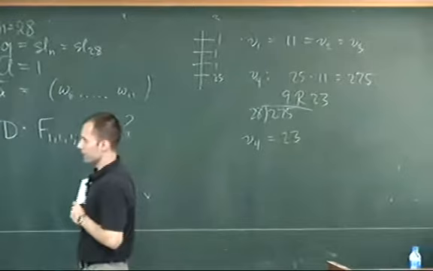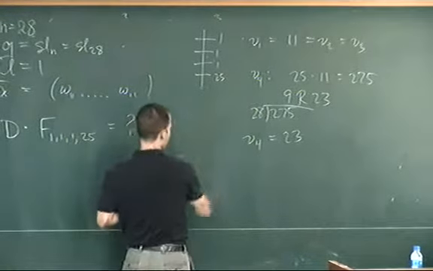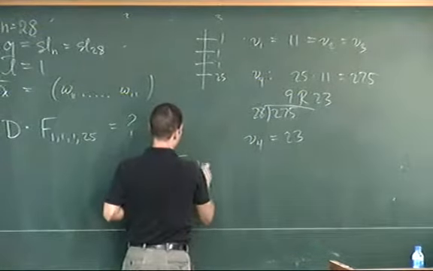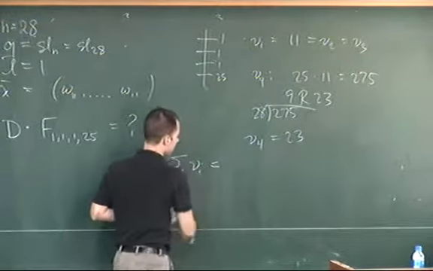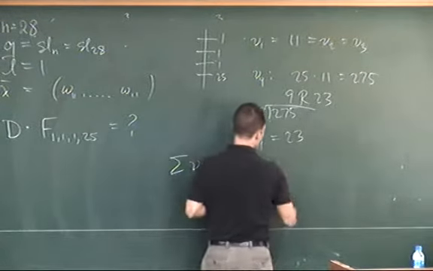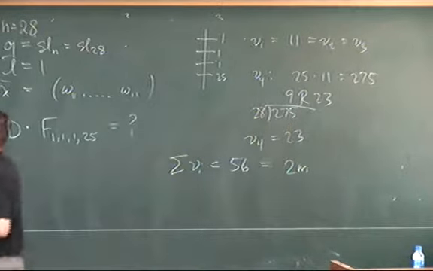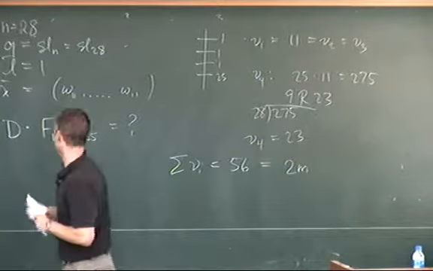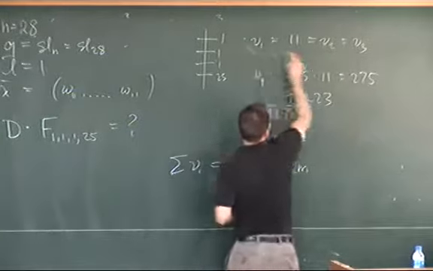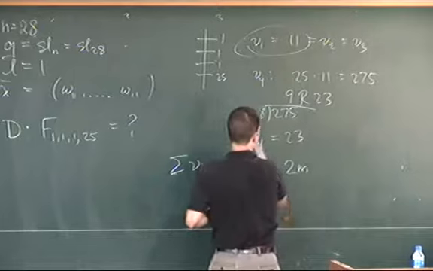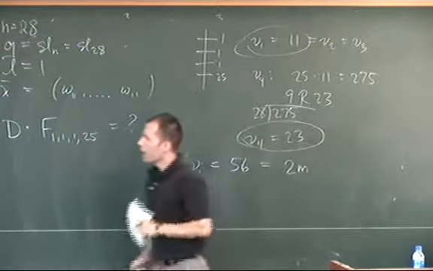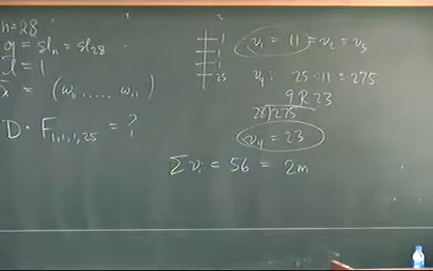Then what does Factorization tell me to do? He says, sum up the nu sub i's. The sum of the nu i's in this case is going to be 56. And that's equal to 2 times m. All right? And now, what's the next thing I need to do? I identify the smallest of the nu's, which is 11. And I find the largest, which is 23. And so we see that I'm in the last case here.